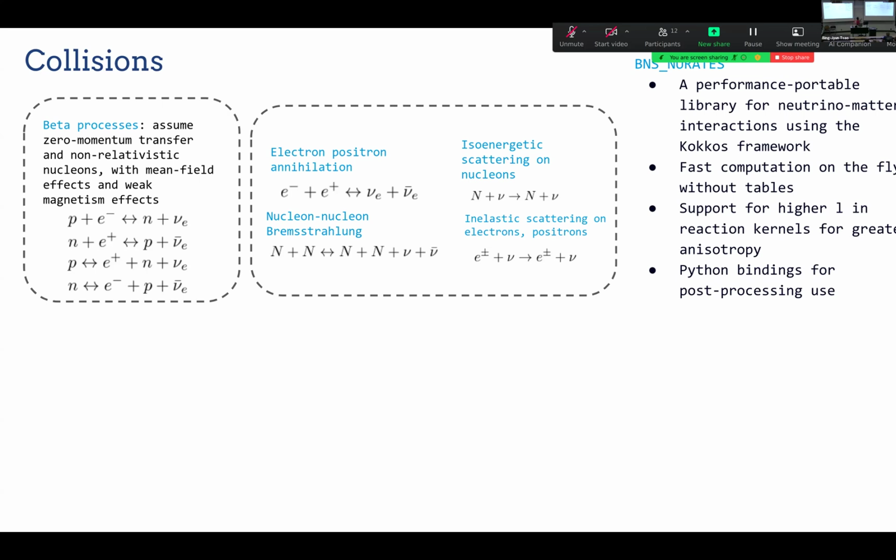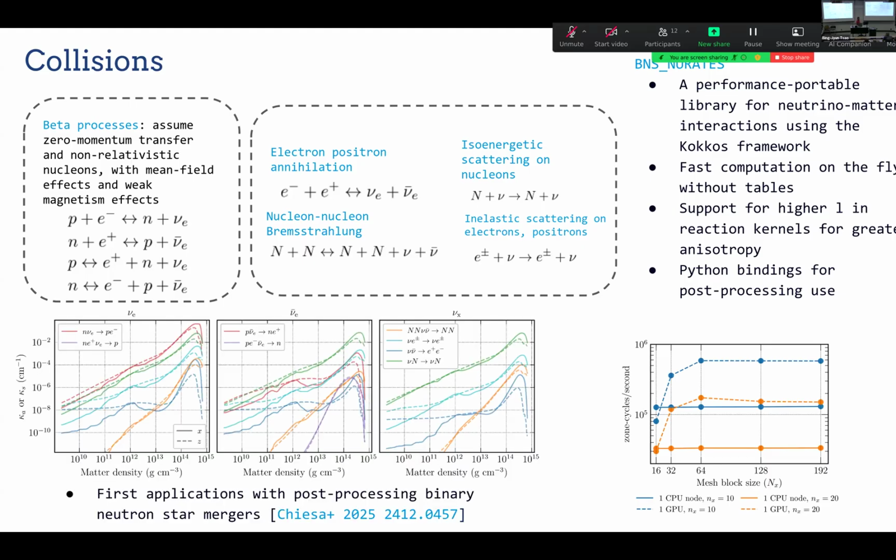The type of reactions that are currently implemented in the code are very standard beta processes, with effects for mean field and weak magnetism. Besides this, we have electron-positron annihilation reactions, nucleon-nucleon Bremsstrahlung reactions, then isoenergetic scattering on nucleons, and finally inelastic scattering on electrons and positrons.